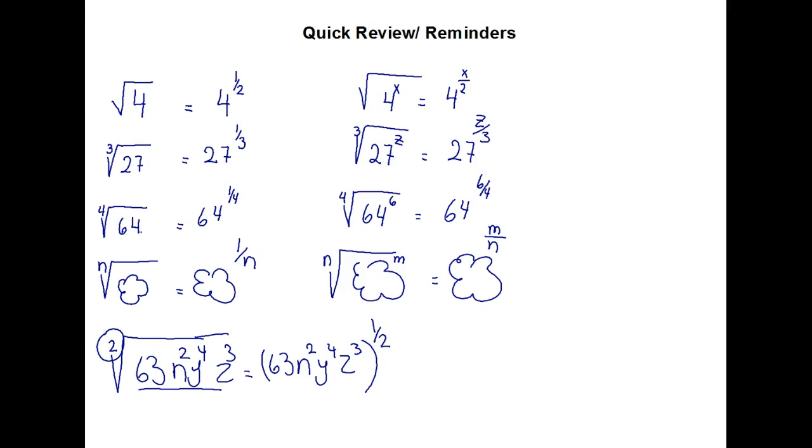Also, the square root of a number squared is just the number itself. Because since it's the square root, that means you're dividing the power by 2. So 2 divided by 2 is just a 1. Cubic root of x cubed is x, and so forth. So the nth root of x to the n is just x.